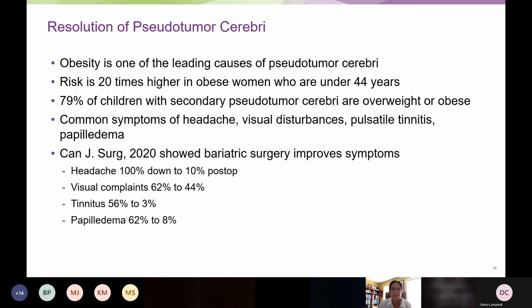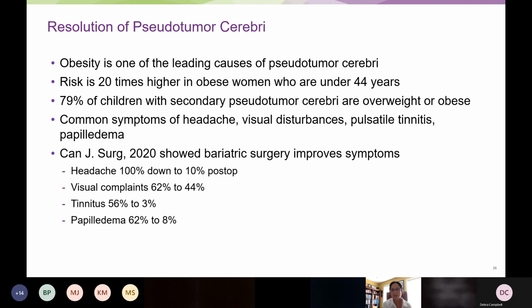Next slide. And then pseudotumor cerebri is one of those things that you don't hear about very often, but if you listen to patients, especially women, you hear a lot of the pseudotumor cerebri symptoms. The risk is 20 times higher in obese women who are under 44 years of age. And in about 80% of children with secondary pseudotumor cerebri, you find that they're overweight or obese.